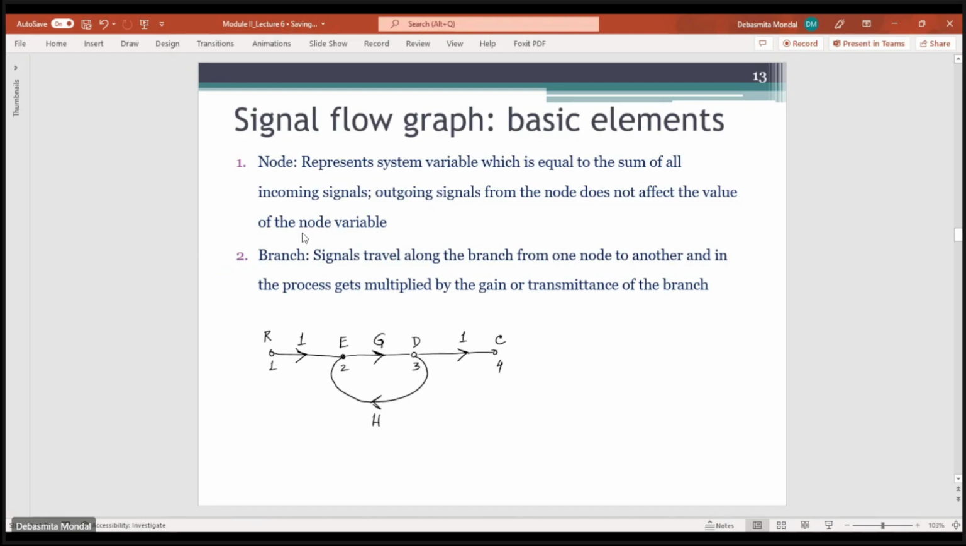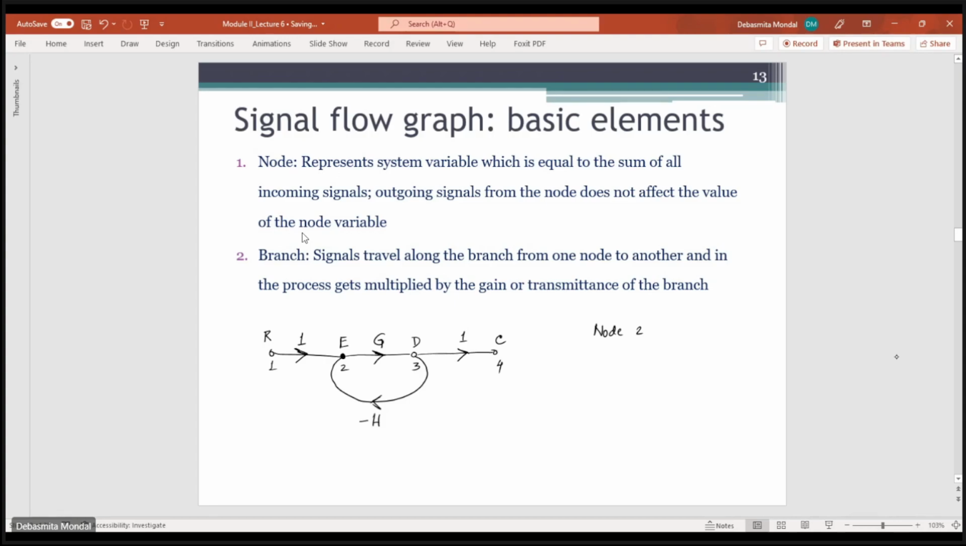Now consider node 2. You see that in node 2 there are 2 incoming signals, so 2 branches are coming in and 1 branch is going out. If you want to find the value of the variable at node 2, you simply add the 2 incoming signals. This one is minus H, since it's a feedback.